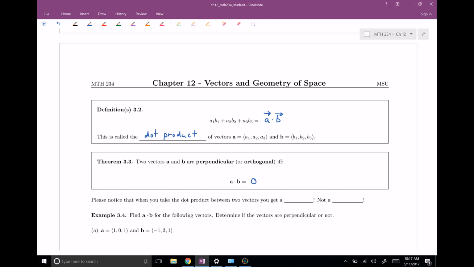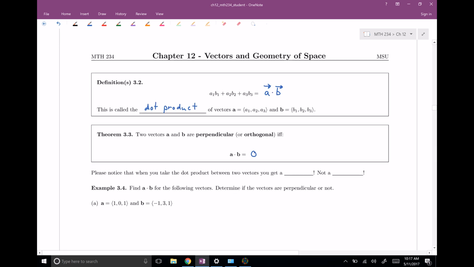Okay, finally, I want to note, right, when you take the dot product between two vectors, you get a scalar. Remember, scalar is just a fancy term for a real number. It is a number, right? These things are being added together. It is not a vector. Exclamation point. So yes, this is always a number. It is not a vector. It's important to remember, are we talking about numbers or are we talking about vectors, right?